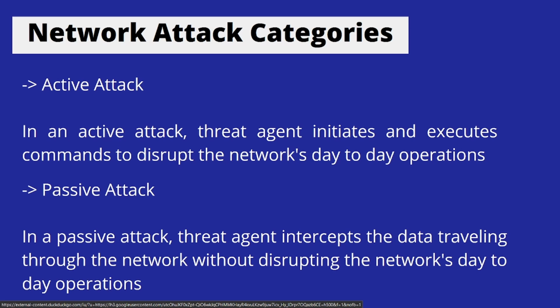Active attack. In an active attack, the threat agent initiates and executes commands to disrupt the network's day-to-day operations. The idea is to sabotage their operations. Whereas in a passive attack, the threat agent intercepts the data traveling through a network without disrupting the network's day-to-day operation. In a passive attack, the hackers try not to get caught.